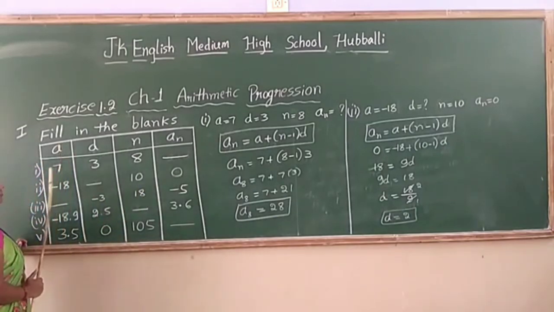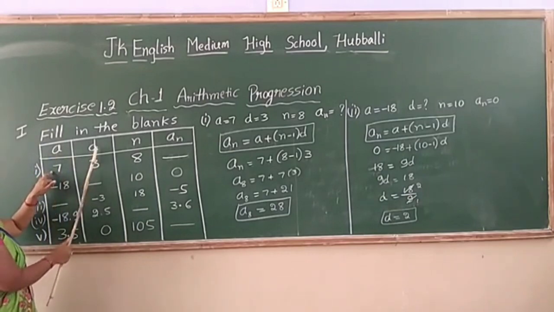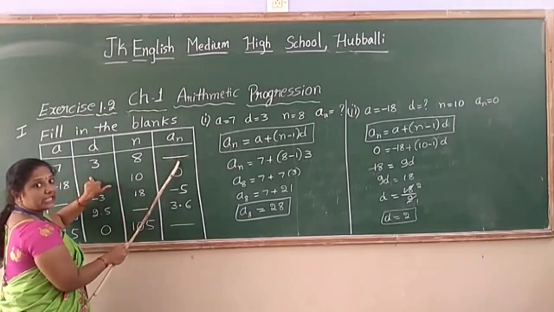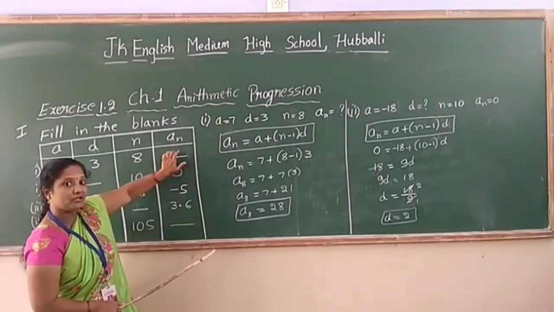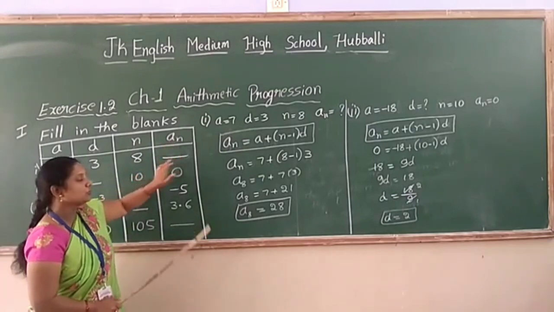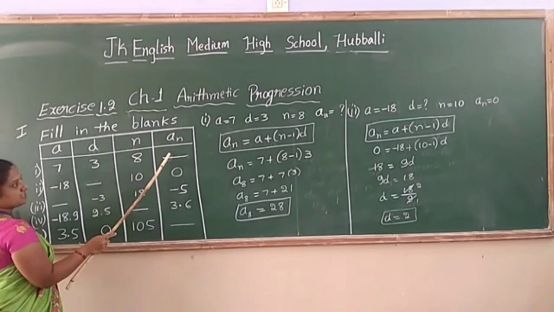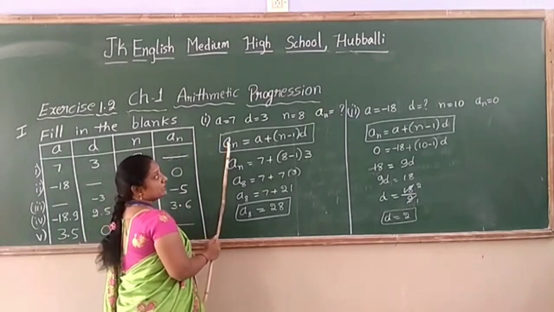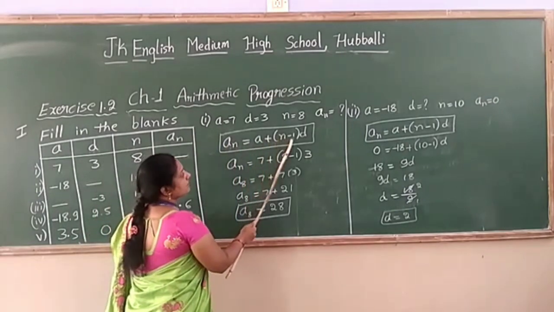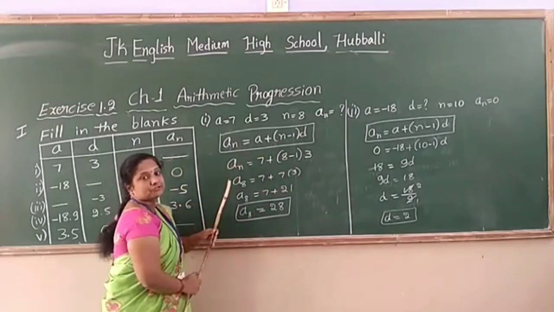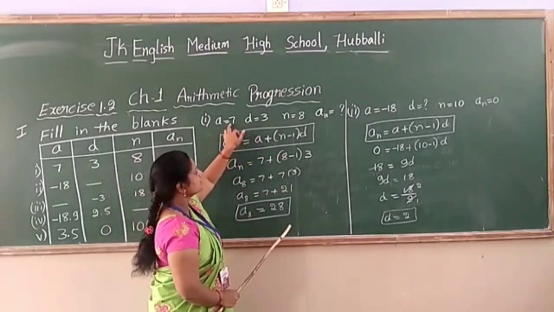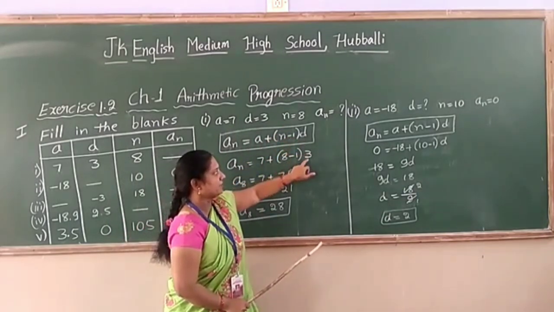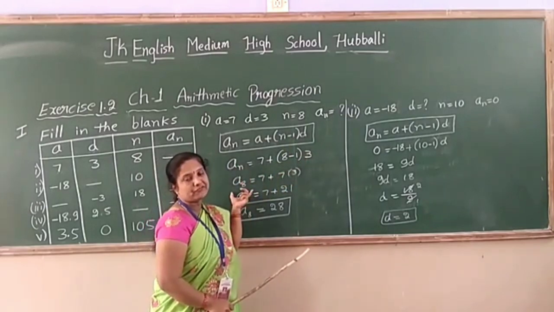So here in the first question, they gave the a value as 7, the d value as 3, and the n value as 8. And we have to find an. Fill in the blanks. Where is the blank? The nth term blank is there. So I have to find an, that is the nth term of an AP, which means I have to use the nth term formula, that is an is equal to a plus (n minus 1) into d. Substitute the values which they have given for us. The a value is 7, the n value is 8, and the d value is 3. We have to find the nth term, that is the 8th term.